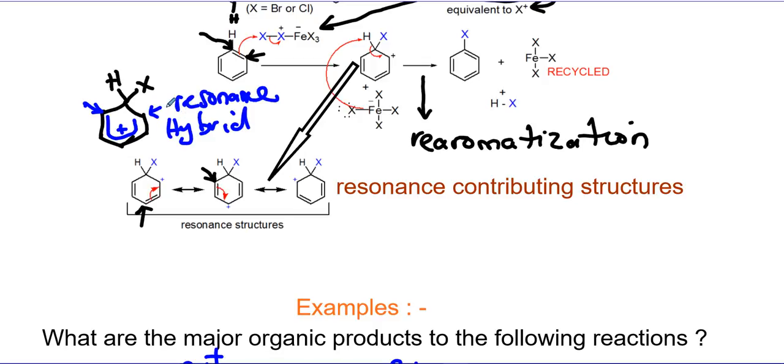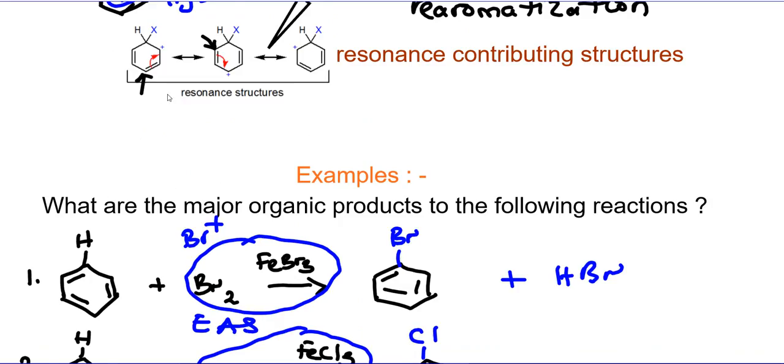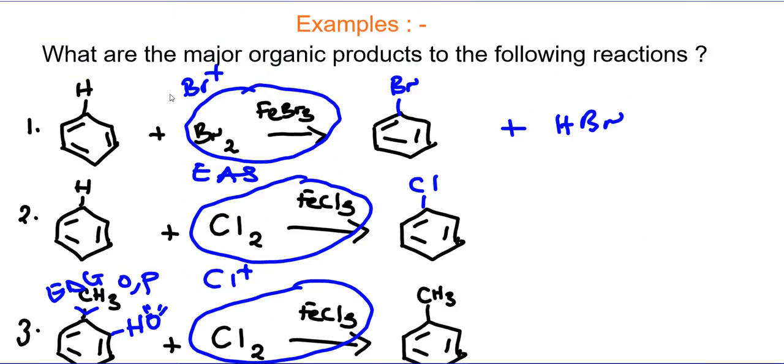Let's look at worked examples. What are the major organic products of the following reactions? Again, you have to realize this is electrophilic aromatic substitution, EAS, and this combination should give you Br+, which will substitute the hydrogen. So that's the major organic product. HBr is just a byproduct.